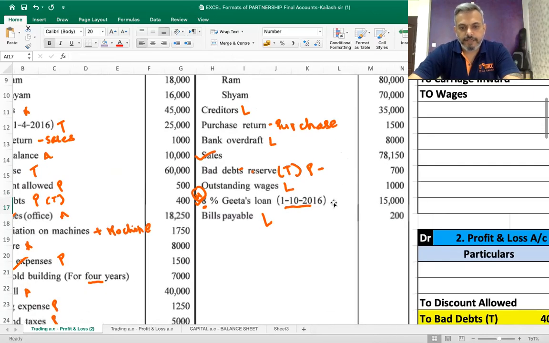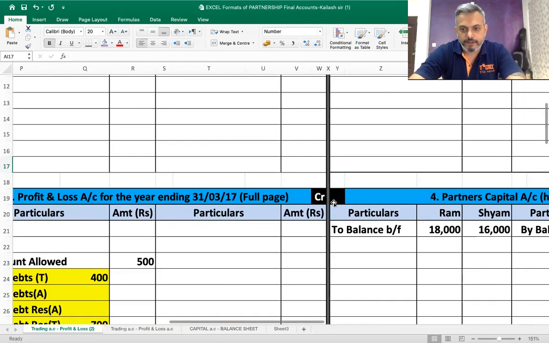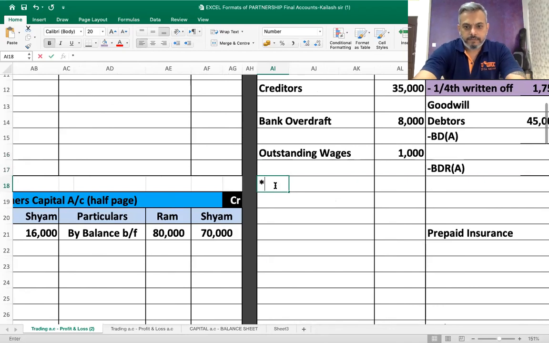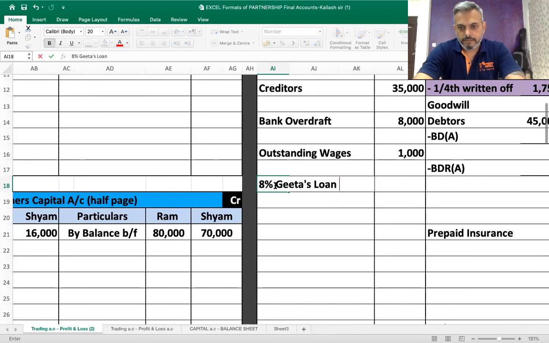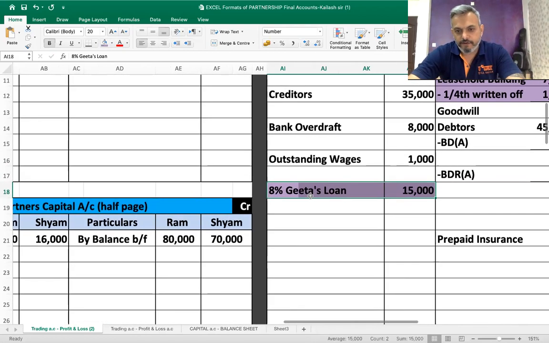Okay, 8% Geeta's loan, 1-10-2016. It's 15,000. So write Geeta's loan, 8% Geeta's loan 15,000. Now we have a hidden adjustment over here as well. So let's do it. 8% Geeta's loan, 15,000. You can also write in the inner column and add outstanding, or you write separate. We will follow the textbook. We write separate.